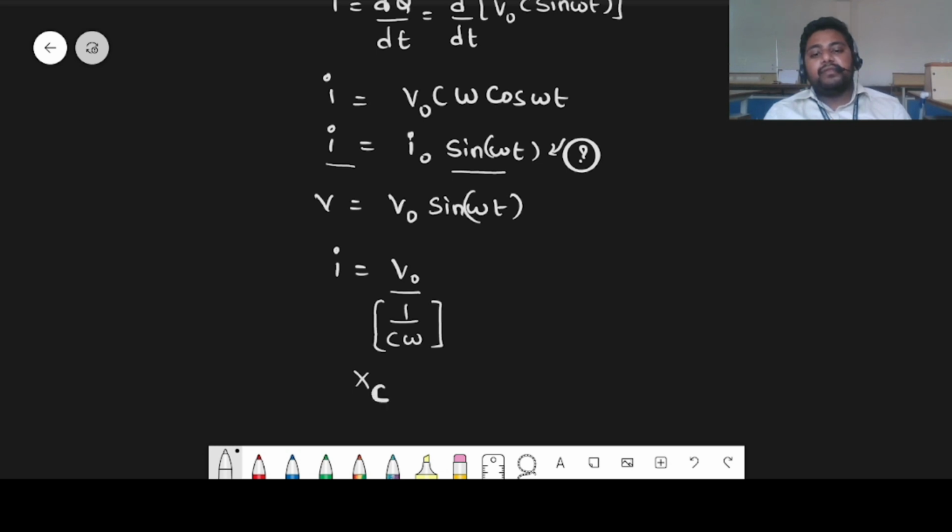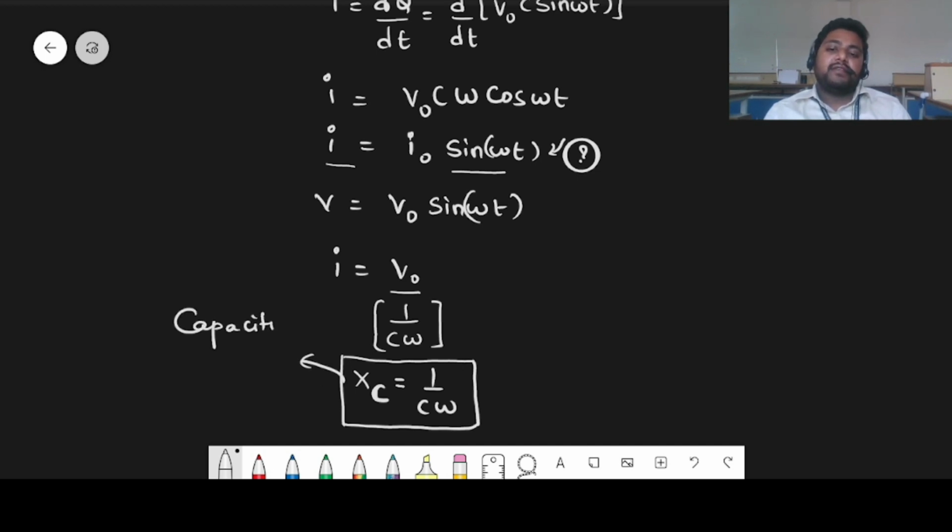XC we can write. This is called capacitive reactance, 1 by C omega. This is actually acting as the resistance due to capacitor. This is capacitive reactance. Now if you are writing it in that form, you can write the equation of this one in the form of I is equal to I naught, where I naught is equal to V naught by 1 by C omega, into cos omega t.